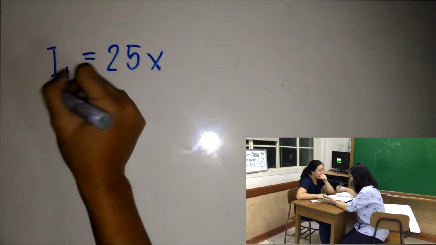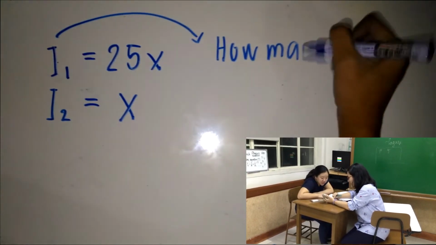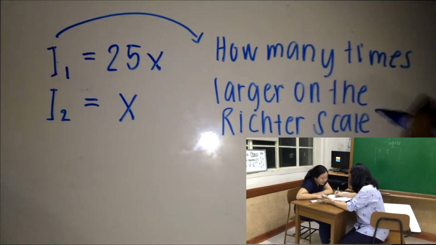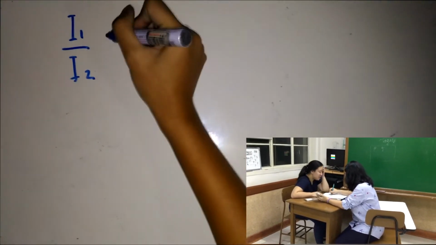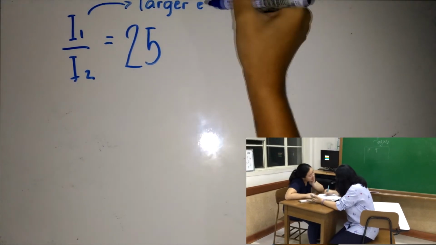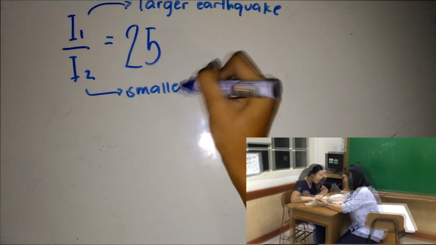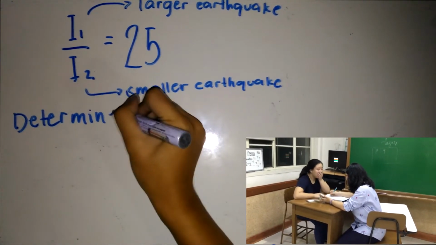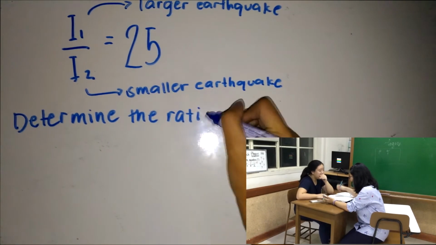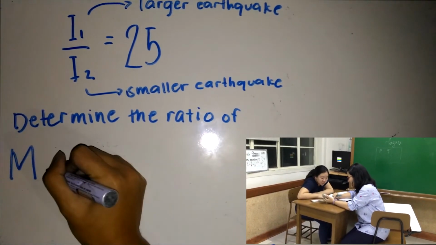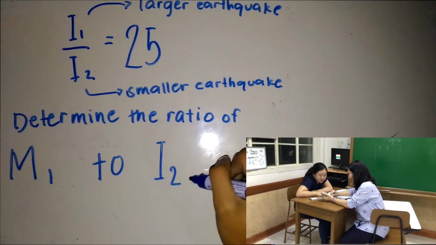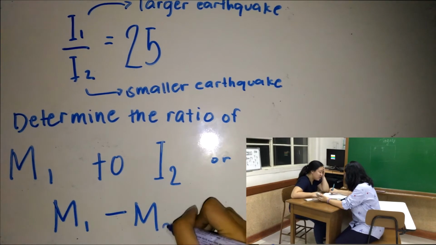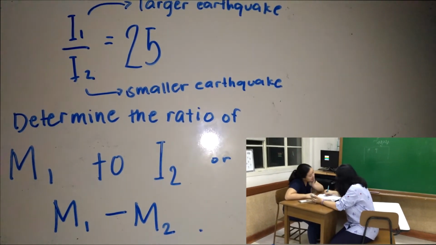The second question is, if one earthquake is 25 times as intense as another, how much larger is its magnitude on the Richter scale? Let's set I1 as the intensity of the large earthquake and I2 as the intensity of the smaller earthquake. We are trying to determine the difference of the large magnitude M1 and the small magnitude M2, or M1 minus M2. The reason we are subtracting the magnitudes instead of dividing them is the equation asks how much larger, not how many times larger.